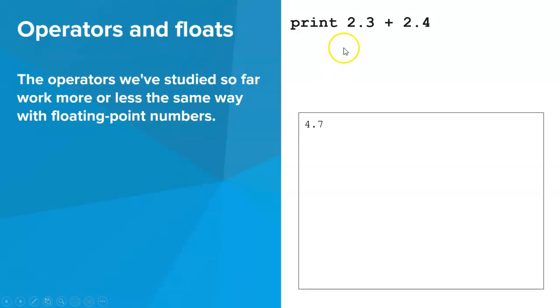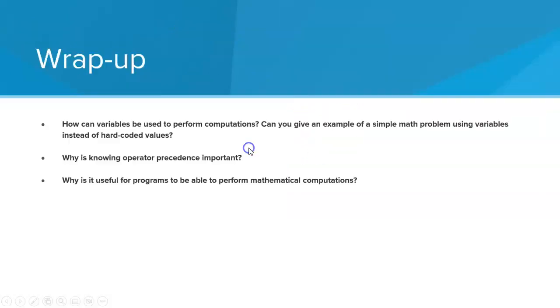Operators and floats. We can print floats. Print 2.3 plus 2.4 will give us a float of 4.7. And that takes us to the end of our lesson.